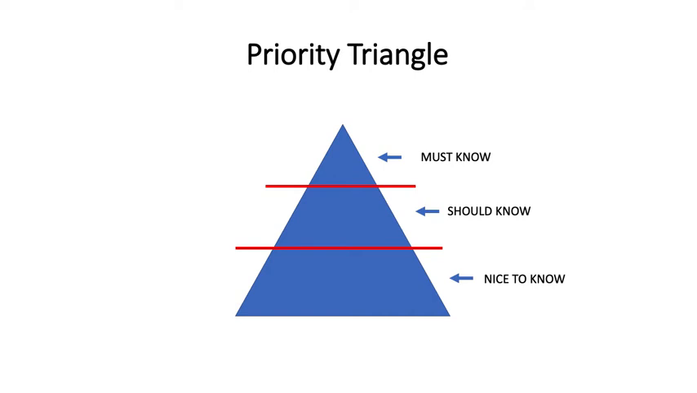Let's keep in mind as well as we go through the general training strategies for Level 1 C-Class learner drivers, there's the priority triangle. There's three parts of the triangle, as you can see. Up the top we have the must know, the middle section is the should know, which is bigger, so there's lots of should knows, and down the bottom there's lots of nice to knows as well.